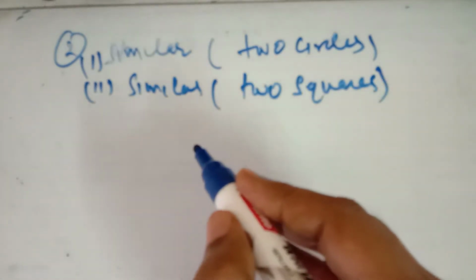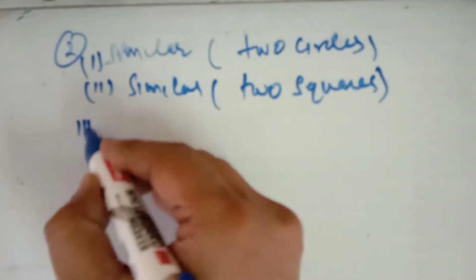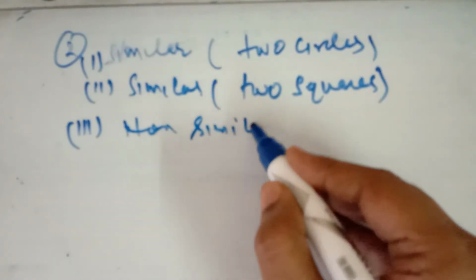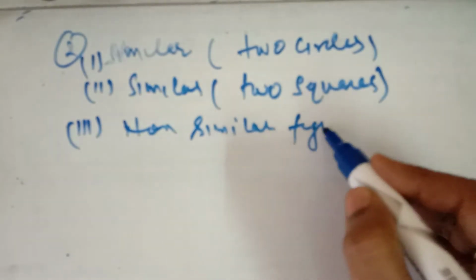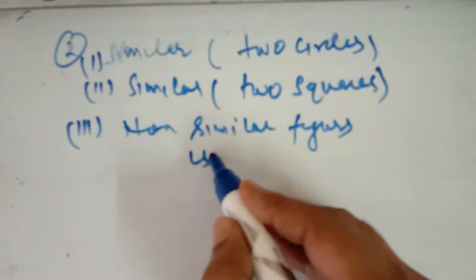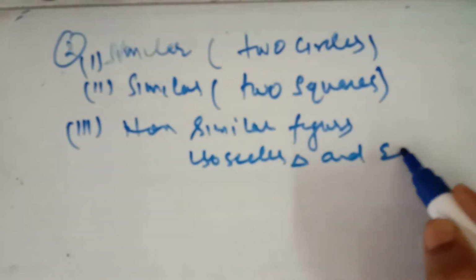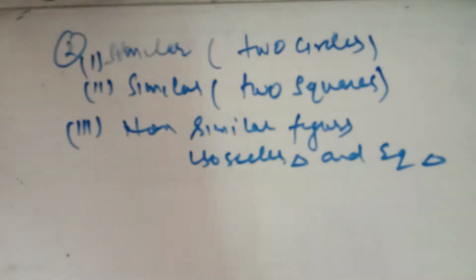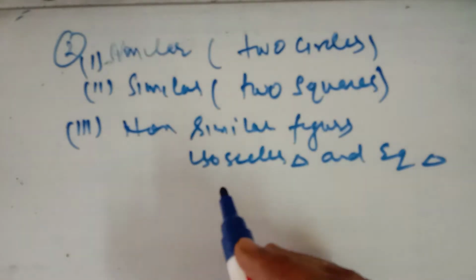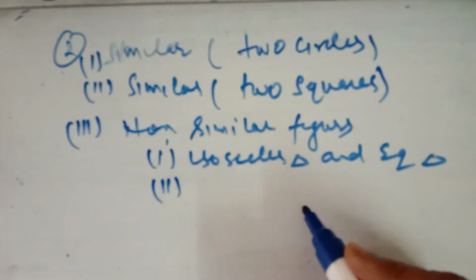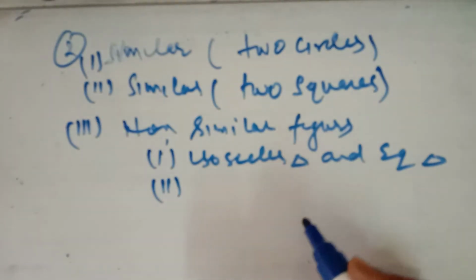Now non-similar figures. You can take an isosceles triangle and an equilateral triangle. They cannot be similar. Isosceles and equilateral triangles are not similar. Or another example, you can take an equilateral triangle and a right angle triangle. They will not be similar because their shape is not the same.